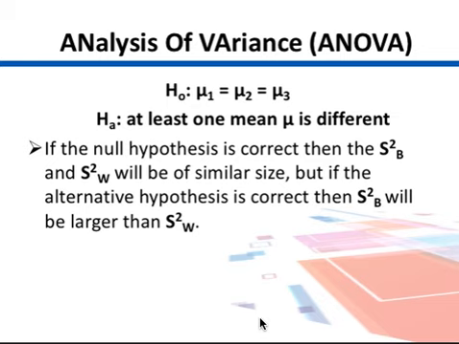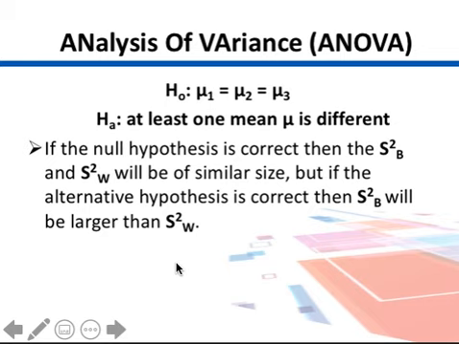We set the hypothesis for more than two means like this. The null is that mu1 is equal to mu2 and mu3, and the alternative is that at least one of these means is different. Obviously the condition will be true if mu1 is not equal to the rest of them, or if mu2 differs or mu3 differs. At least one of them should differ in order for this condition to be true, and in order to reject the null hypothesis.